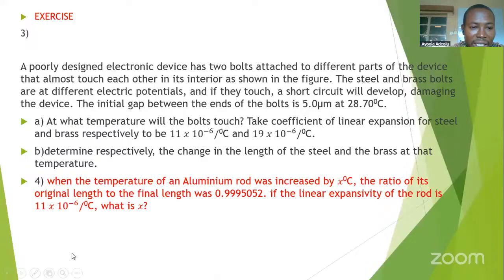Then another one: when the temperature of an aluminum rod was increased by X degrees Celsius, that's your delta T. The ratio of its original length to the final length was this. If the linear expansion coefficient of the rod is 11 times 10 to the power minus 6 per degree Celsius, what is X? So please do all this. It's very important you do them so that you can master what we want you to understand as we proceed in this course.